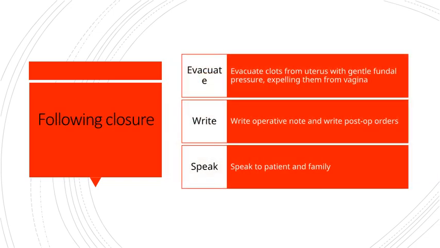After closing the uterus during a cesarean section, it is essential to evacuate any clots using gentle fundal pressure. Complete the third section of the surgical safety checklist. Document all relevant details in an operative note along with post-operative orders, and communicate with the patient and their family about how the procedure went.